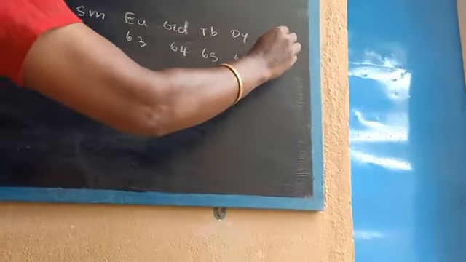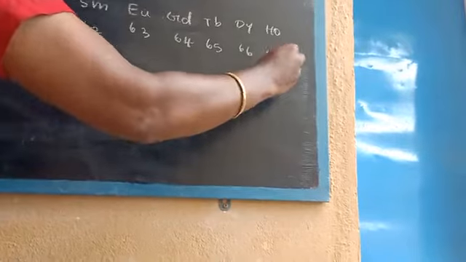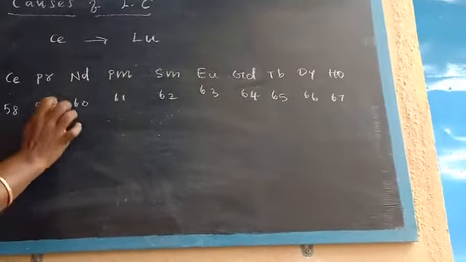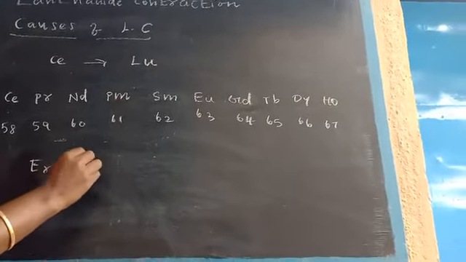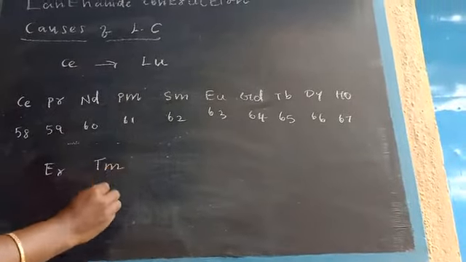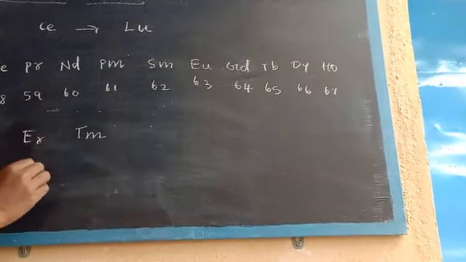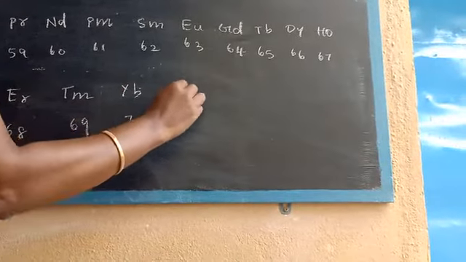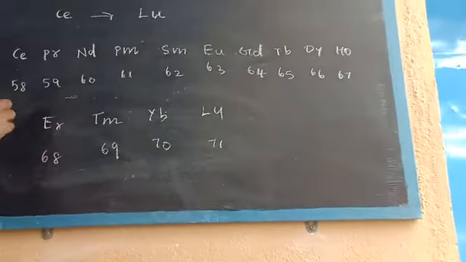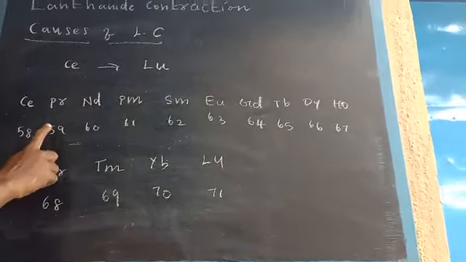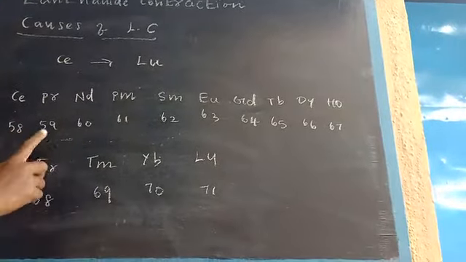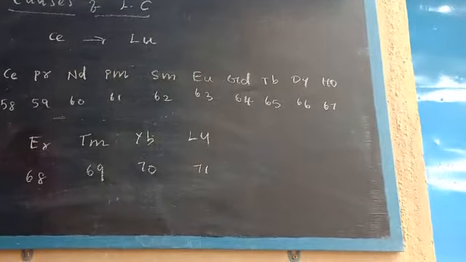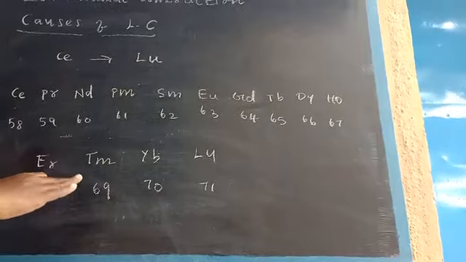Next holmium, 67, then erbium, then thulium, Tm, 68, 69. Next ytterbium 70 and lutetium 71. So see, children, the difference between 58 and 59 is 1. So the atomic number difference for each and every step is only 1 electron added. Atomic number is nothing but the number of electrons or number of protons.